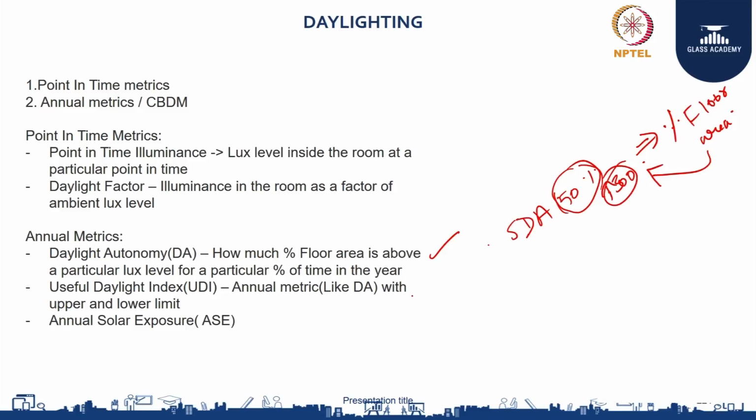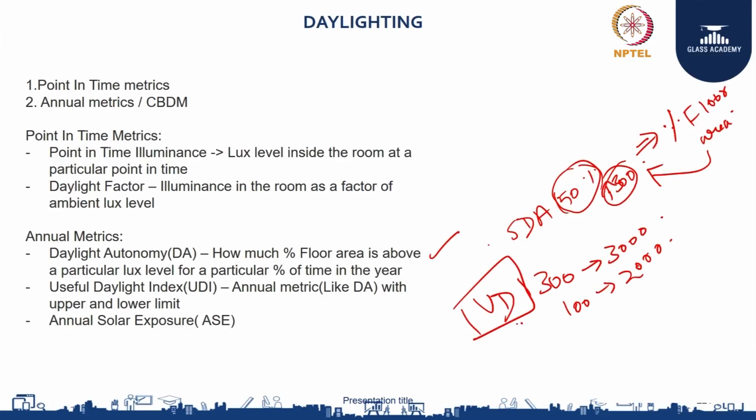So next is your UDI. I have said that this is 300. When this has an upper limit, so from 300 to 3000, or say from 100 to 2000, what is the percentage of floor area when you run the simulation for so many hours of time? That is your useful daylight index.